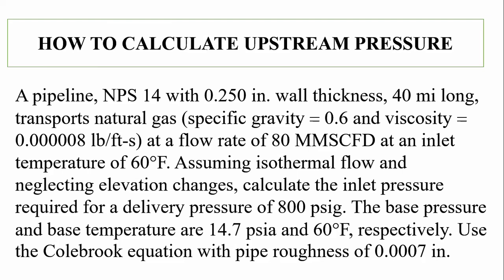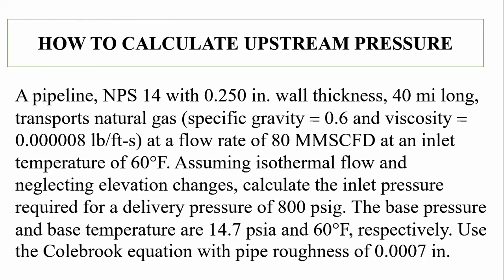to 0.000008 pounds per feet second at a flow rate of 80 million standard cubic feet per day at an inlet temperature of 60 degrees Fahrenheit. Assuming isothermal flow and neglecting elevation changes, calculate the inlet pressure required for a delivery pressure of 800 psig. The base pressure and the base temperature are 14.7 psia and 60 degrees Fahrenheit respectively.